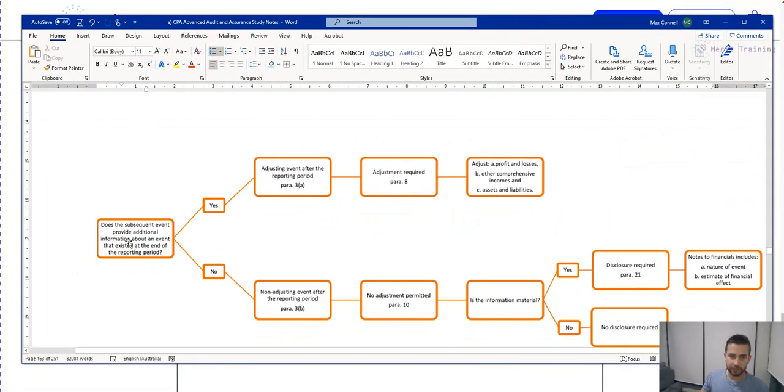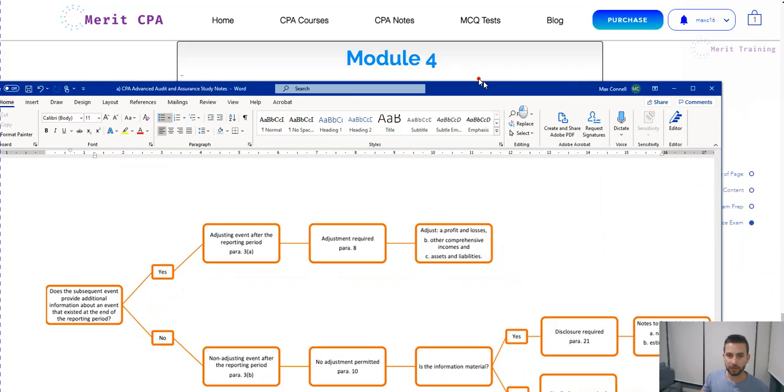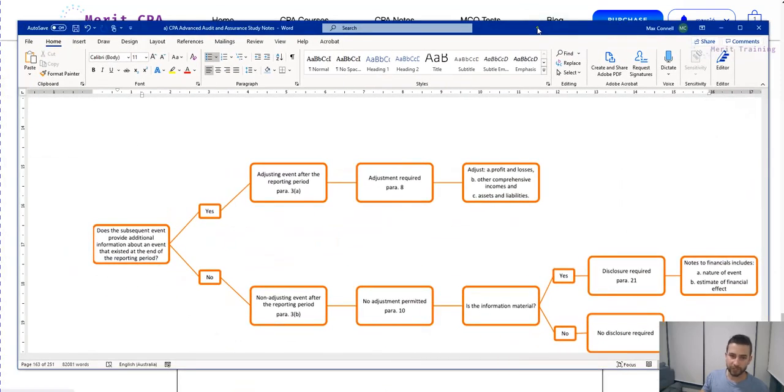Bringing this over here. So does the subsequent event provide additional information about an event that existed at the end of reporting period? So again, acquisitions, yes, even though there is negotiations, it didn't necessarily exist at that point in time. There was no binding document. It was purely just negotiations. There was nothing binding. So the answer to that is no. If there was a sale agreement at that point, potentially we could say yes, but there wasn't. So no, so it's a non-adjusting event after the reporting period. No adjustment is permitted, but depending on if it's material, there might be disclosure required.